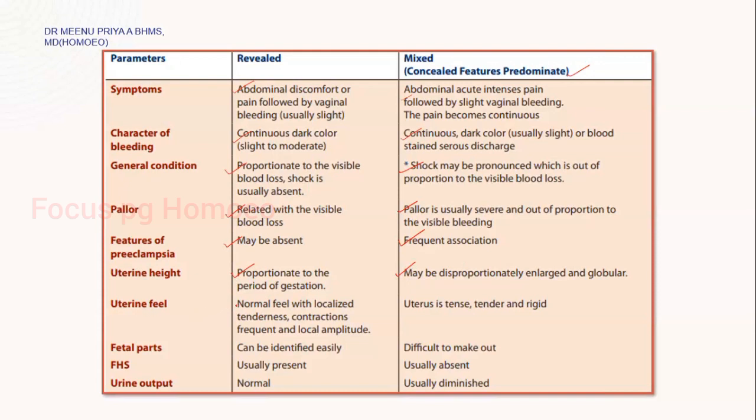In revealed, the uterus feels normal with localized tenderness, and contractions are frequent with normal amplitude. In mixed, the uterus is tense, tender, and rigid. Fetal parts can be identified easily in revealed, but it is difficult to make them out in mixed because of the blood collection. Fetal heart sound is usually present in revealed and usually absent in mixed, because fetal death usually occurs. Even if fetal heart sound might be present, it cannot be assessed. Uterine output is normal in revealed and usually diminished in mixed type.